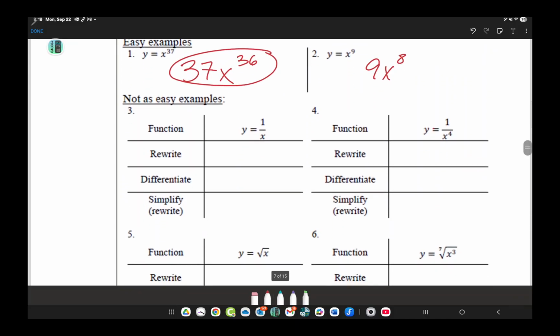Now, there are some cases in which you do need to rewrite your term. So, for example, this can be written as y is equal to x to the negative 1. Then we can do the power rule. Y prime equals negative 1 times x, and we subtract 1 from negative 1, we get negative 2, which gives us y prime is equal to negative 1 over x squared.